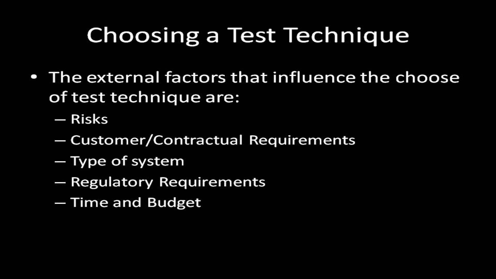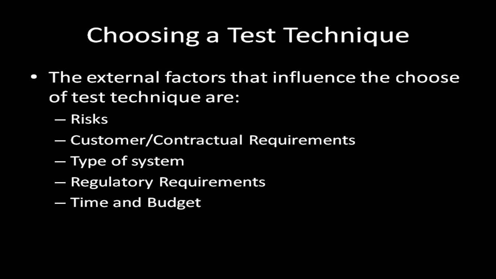The external factors that influence the decision about which technique to use are risk. The greater the risk, e.g. safety critical systems, the greater the need for more thorough and more formal testing. Commercial risk may be influenced by quality issues, so more thorough testing would be appropriate, or by time to market issues, so exploratory testing would be a more appropriate choice. Customer and contractual requirements: sometimes contracts specify particular testing techniques to use, most commonly statement or branch coverage.